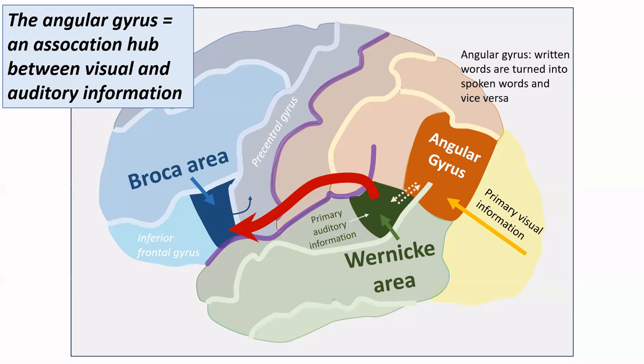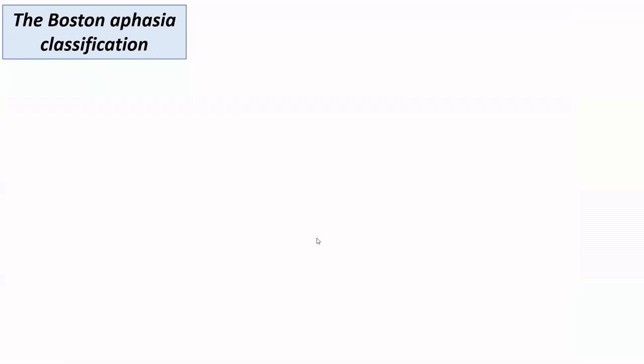It's still considered the gold standard when it comes to how the brain processes language, or how language is comprehended and produced in the brain. But it's a bit simplistic. So to conclude, I'm going to talk about the Boston aphasia classification, and I believe then we're done.